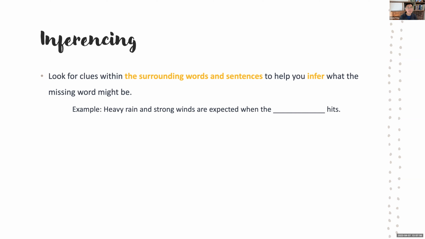I purposely made it very easy, but can anybody tell me what are the contextual clues of inference? What can I use as surrounding words that inference the answer? Raise your hands if you can tell me what are some of the words. Okay, Joshua, go ahead. Heavy rain and strong wind.